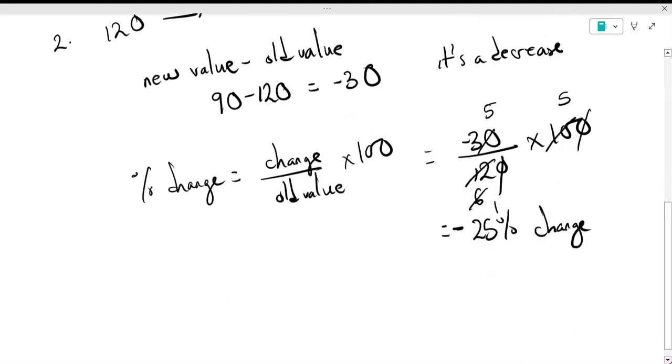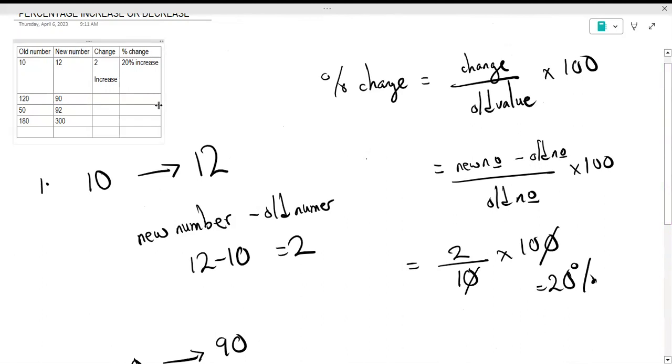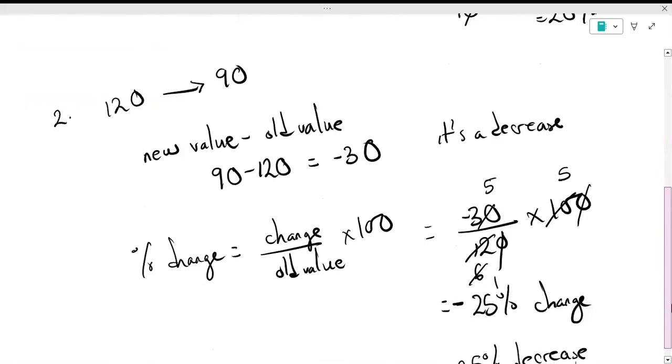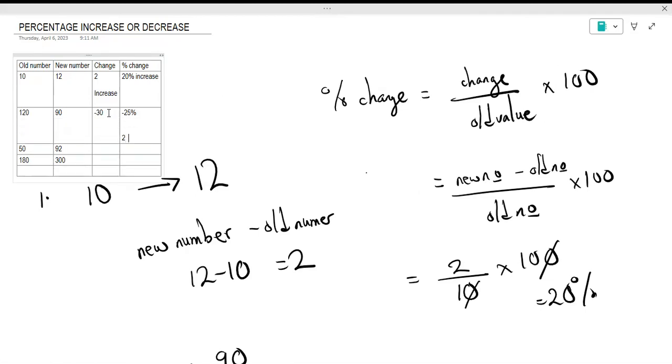Or since you know it's a minus, you can just say it's a 25% decrease. Like I said, what the minus tells us is that it's a decrease. So you can just say it's a minus 25% change, or you can say it's a 25% decrease, just telling us that it's going down. So here we go back again, we got minus 30, then we also got minus 25%. We can say it's a 25% decrease.